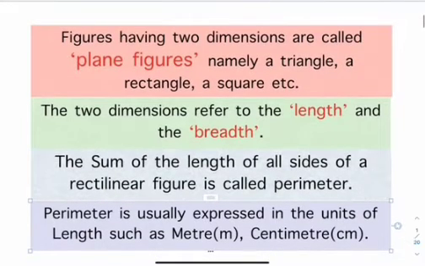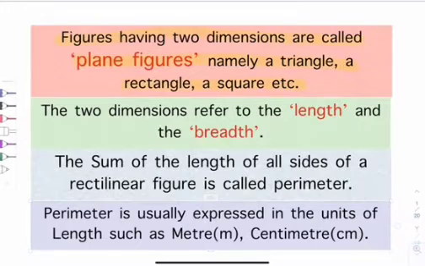To start off, we'll first recall whatever we have learned till now. Now, what are plane figures? These are few definitions or few terms which you need to know, which you need to understand. Figures having two dimensions are called plane figures, namely a triangle, a rectangle, a square, etc. So, what are these two dimensions? What do they refer to? The two dimensions refer to the length and the breadth of any figure.